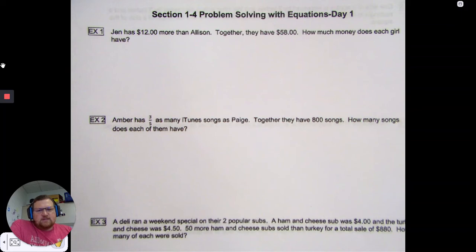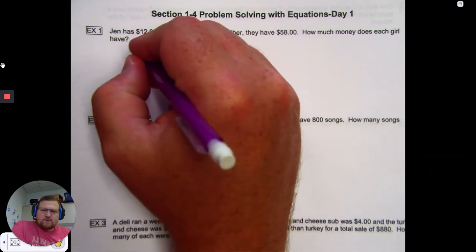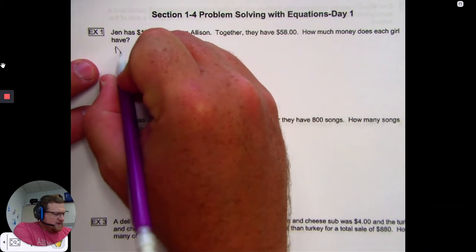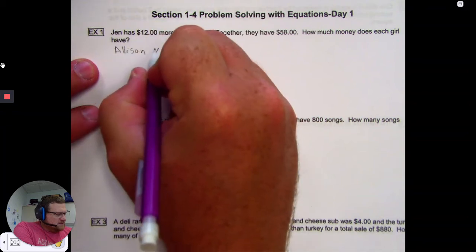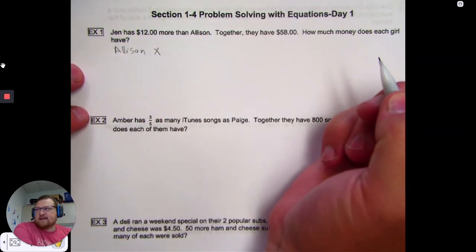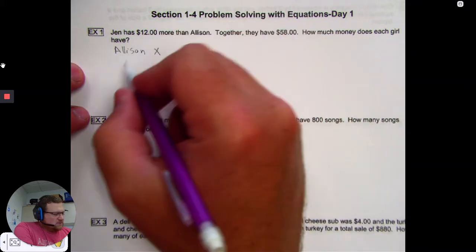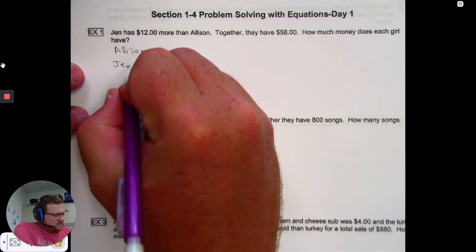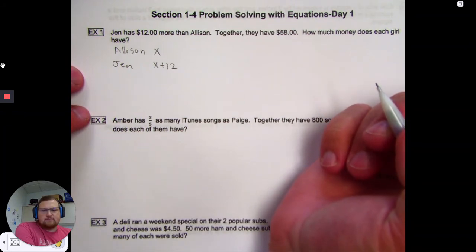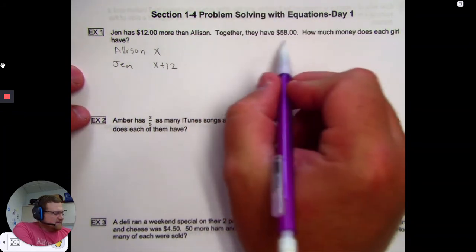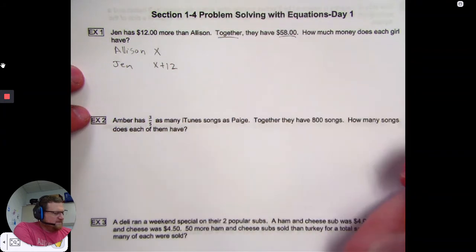So we have Jen has $12 more than Allison. Notice how they define Jen's amount by using Allison's amount. The first thing we're going to do is define our variables. So Allison, she is our X, because Jen is defined in terms of Allison. Once we know that Allison is X, we know that Jen has to be X plus 12 because she has $12 more. Then it tells us that together they have $58.